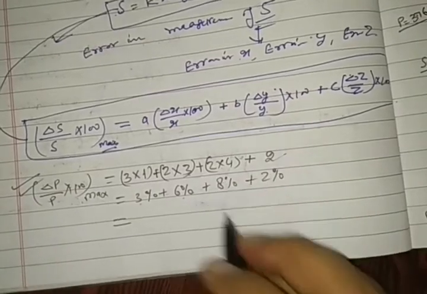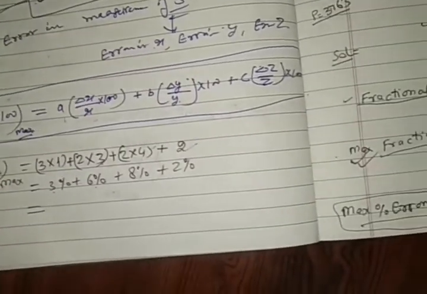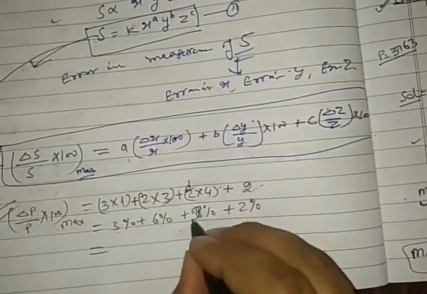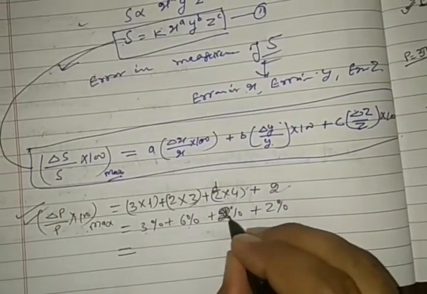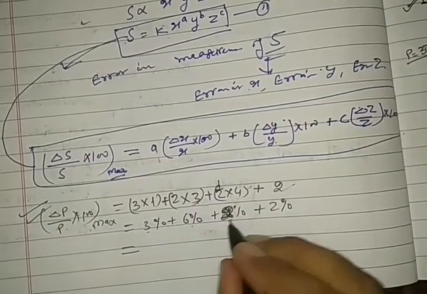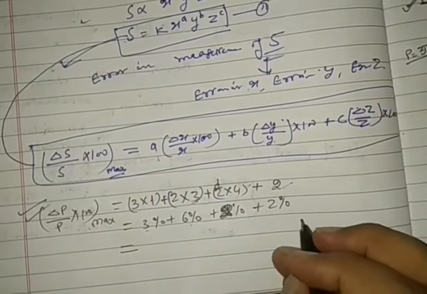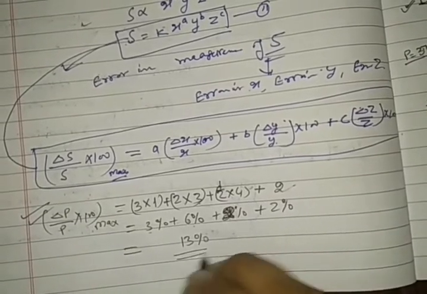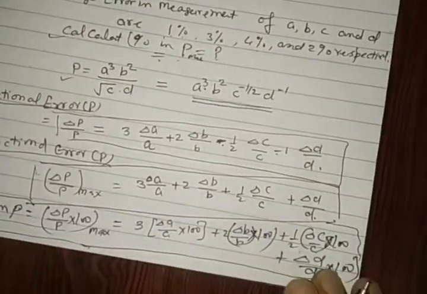Here in the case of C, the formula given has a power of 1 by 2, not 2. So in that condition it becomes 2 only. Sorry. So the total becomes 6, 3, 9, 11, 13%. Actually it is 1 by 2, see in the formula. Okay.